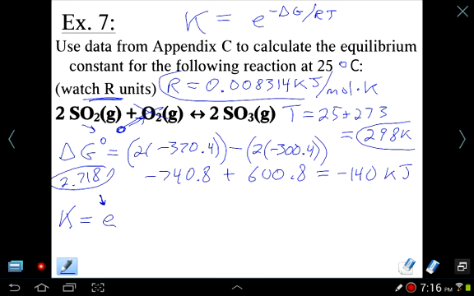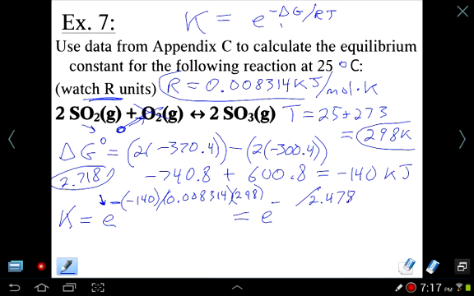So let's do e raised to the negative. Now notice it's going to be negative delta G, so we have to take the negative of negative 140, divided by R, which is 0.008314, times 298. So it'll be important to evaluate this part by part. Go ahead and evaluate the bottom first. 0.008314 times 298. We got 2.477, or 2.48 if we round it.